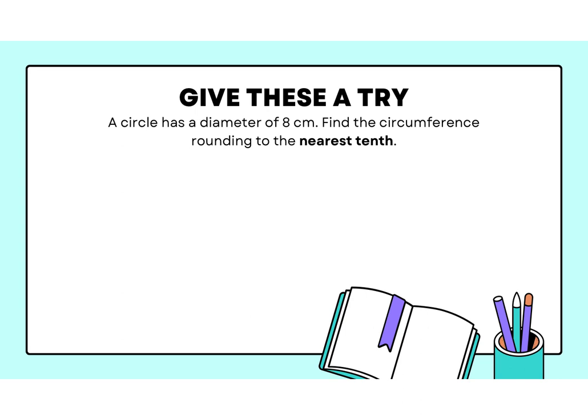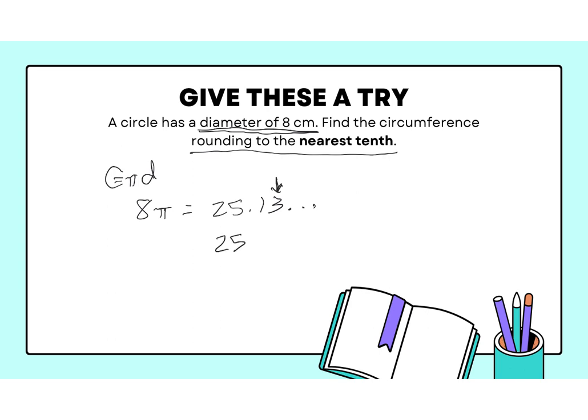In example number 2, I'm asked to once again round to the nearest tenth. This time I have a circle with a diameter of 8. So since circumference is pi times diameter, I've got all the information I need. I just need to plug it into the calculator. So it's 8 times pi on the calculator, which gives me a total of 25.13 and then a bunch of numbers. Looking in the hundredths spot to determine how I round, that's a 3. That tells me to round down. And I'm left with 25.1 centimeters.